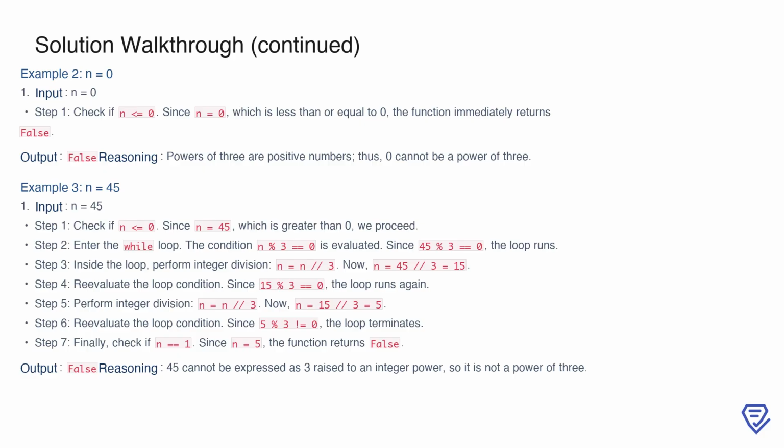Moving to the third example, where n equals 45, we start by checking if n is less than or equal to 0. Since 45 is greater than 0, we proceed. Entering the while loop, we see that 45 is divisible by 3, so we calculate n equals n//3, which gives n equals 15. Checking the loop condition again, 15 is still divisible by 3, so we divide again, resulting in n equals 5.